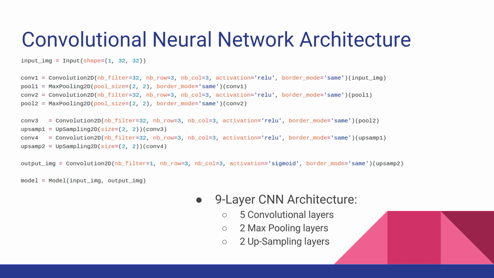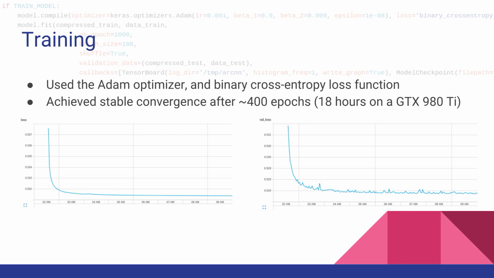Our network utilizes a 9-layer architecture. There's 5 convolutional layers, 2 max pooling, and 2 upsampling layers arranged as you can see here. So to actually implement the learning, we used the Adam optimizer for stochastic gradient-based optimization. Ultimately, we ended up training for about 400 epochs using an NVIDIA 980 Ti GPU.